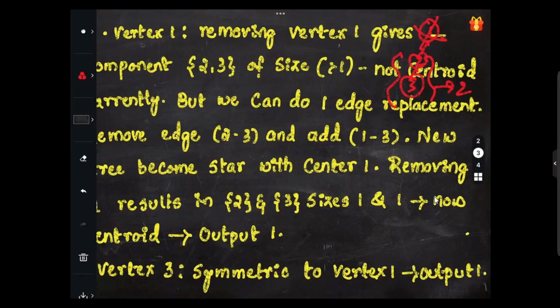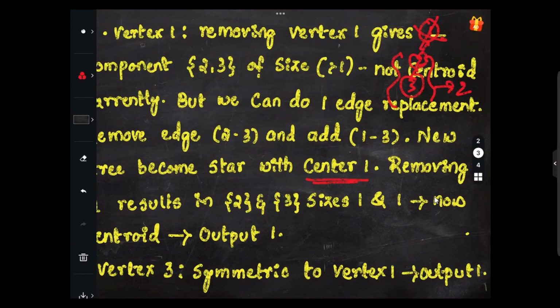But we can do one edge replacement here. Remove the edge 2, 3 and add the edge 1, 3, right? The new tree becomes a star with the center 1, star with the center 1, right? So this one we can do.